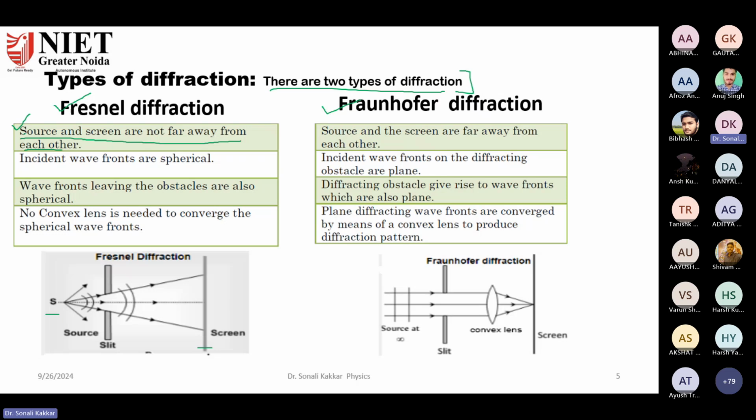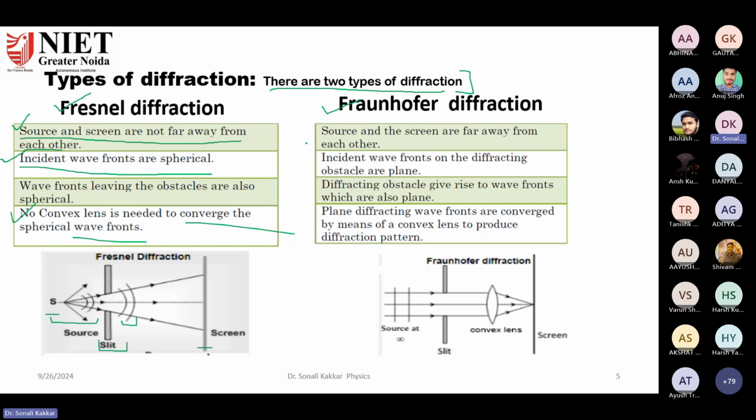That is why the second point is that incident wavefronts are spherical, because the source and screen are not far from each other. The incident wavefront is spherical, and the wavefront leaving the obstacle or slit is also spherical. Because they are spherical wavefronts and they are not far from each other, we don't need any lens to converge the rays. So no convex lens is needed to converge the spherical wavefronts.